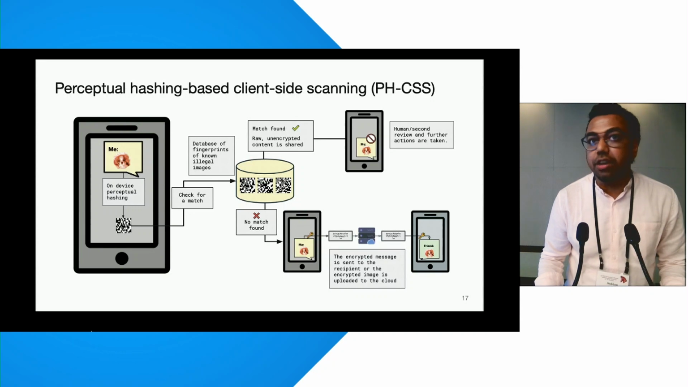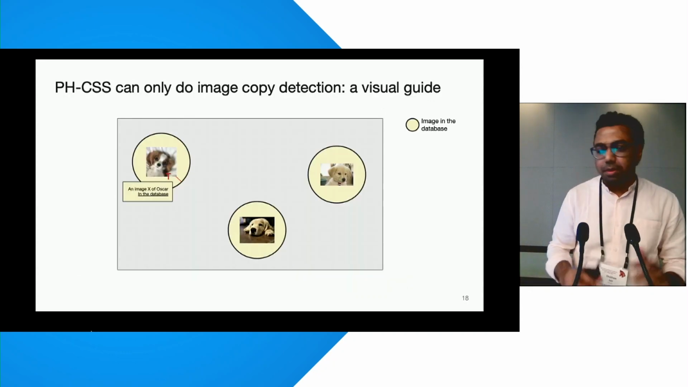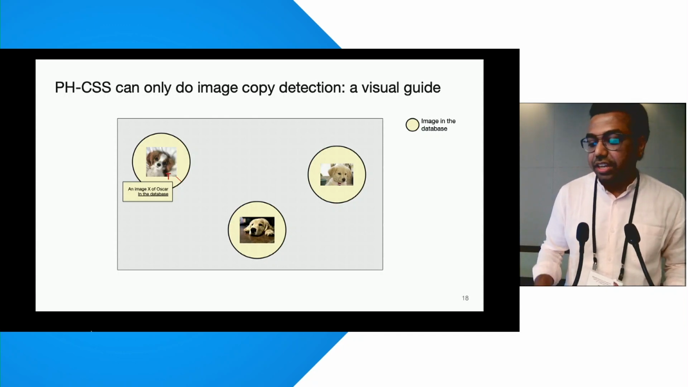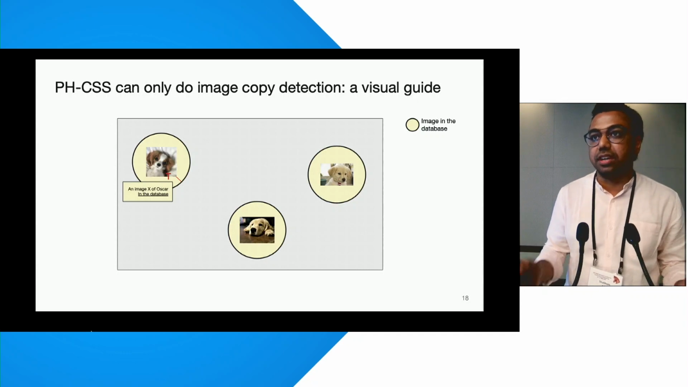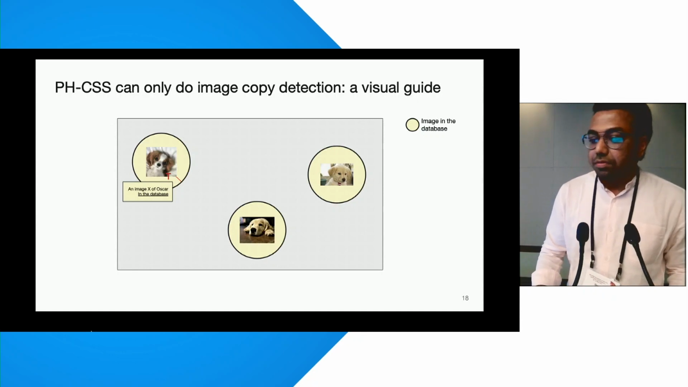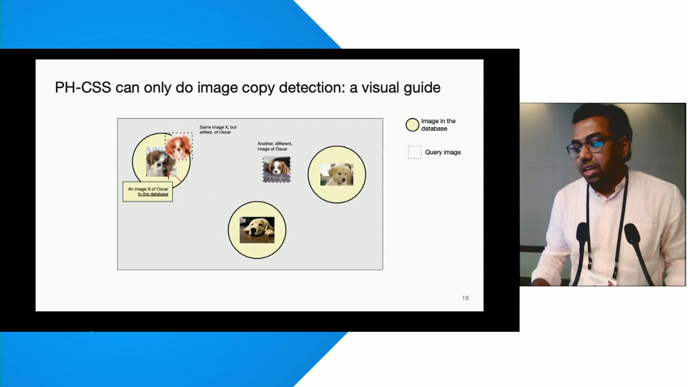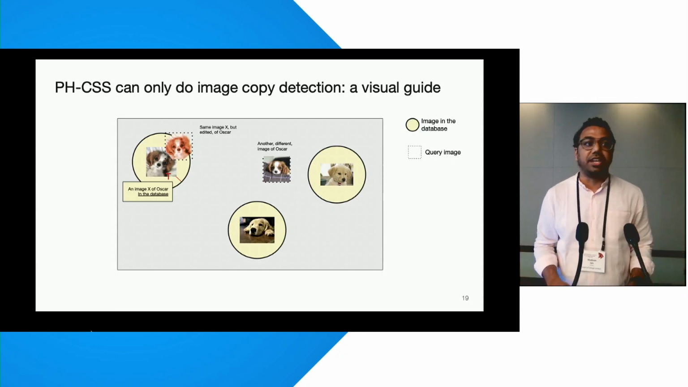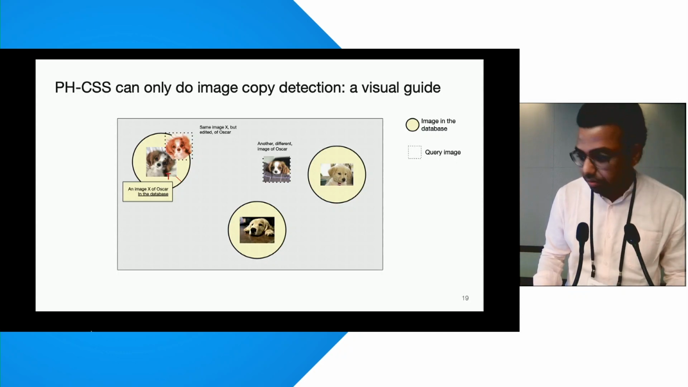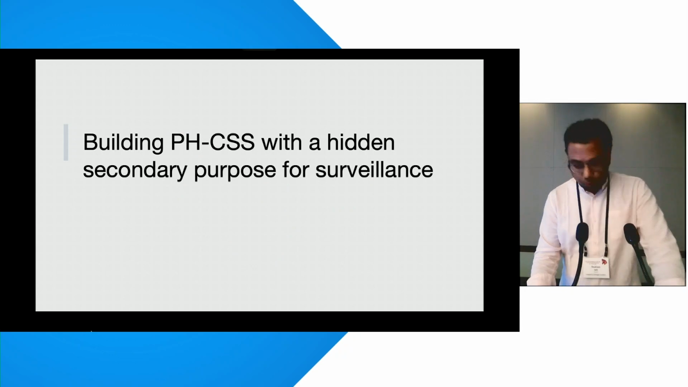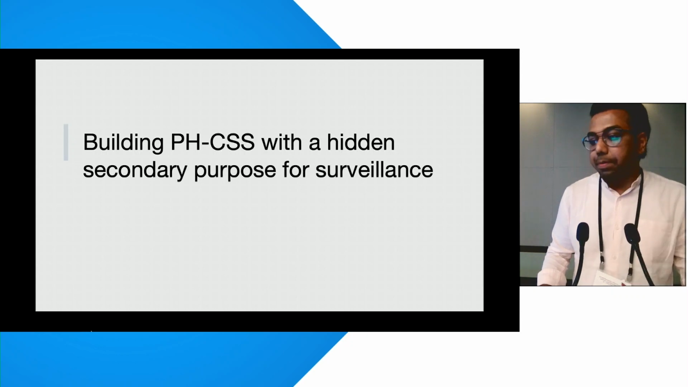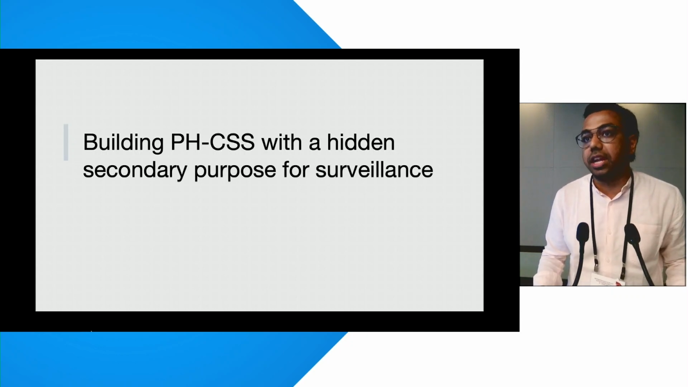So going back to the idea of limited capabilities, we have developed a small visual guide to explain our contribution. Here is a database of illegal content, where instead of fingerprints, we show you the actual images that they were derived from. The yellow circles denote the images in the database. If I have any other image that I want to send, this image should be very close to an image in the database to be flagged, while any other image should be very far away and should not lead to any match. So the question that we are asking is: how can we build PHCSS with a hidden secondary purpose that will enable surveillance?